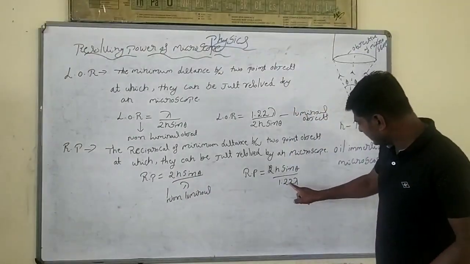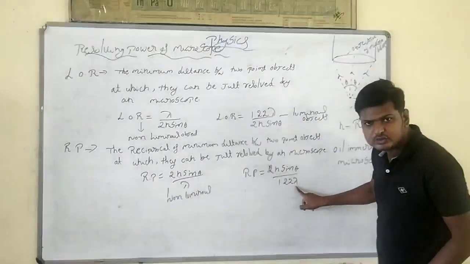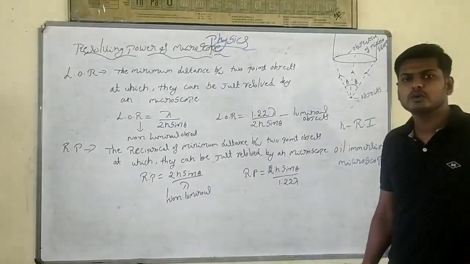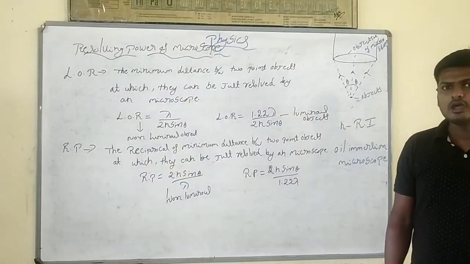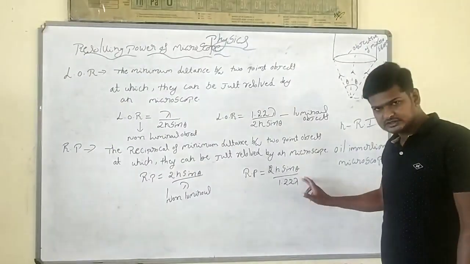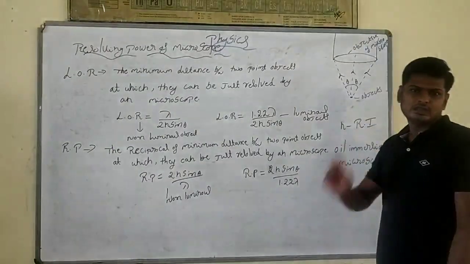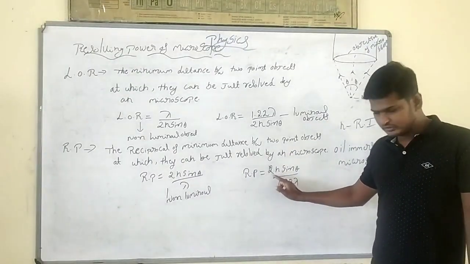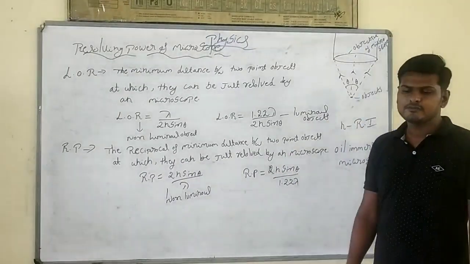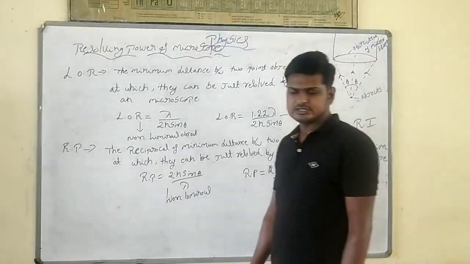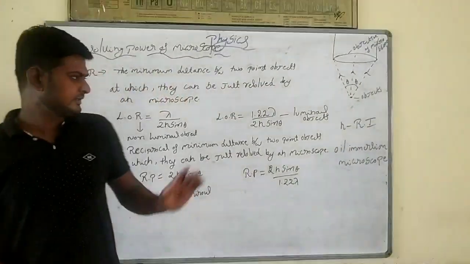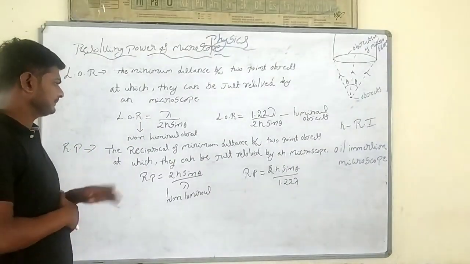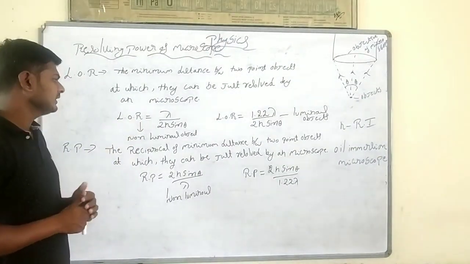Second one: here, is wavelength directly proportional or inversely proportional? Inversely proportional, so by decreasing the wavelength of light. Clear? Either by increasing the refractive index of the medium, or by decreasing the wavelength of light. That is the other step. Clear? Next one, a very, very important question.